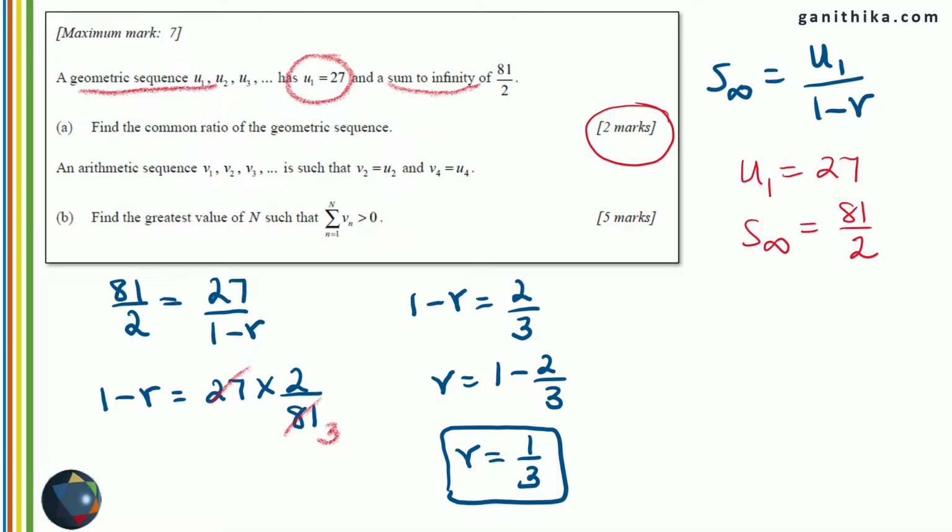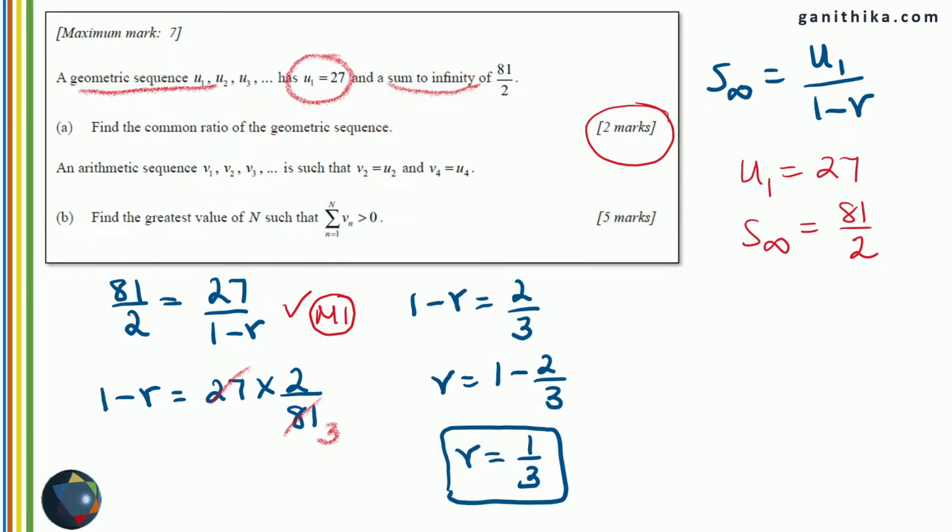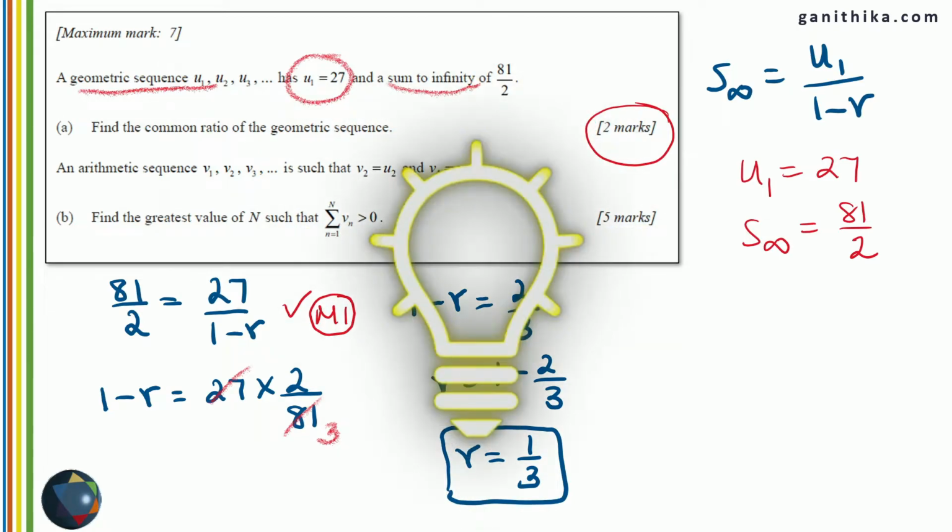How is it marked? It's for 2 marks, right? So this is M1, which is a method mark, given for applying the correct formula, not just writing the formula from the formula booklet. This method mark is only given when you apply the correct numbers into the correct formula. For example, 81 over 2 should be applied for S infinity, 27 should be applied for u1, and the formula that you should be using is S infinity is equal to u1 over 1 minus r. If all these things are correct, you will get that M1 mark, not just for writing the formula from the formula booklet. The correct values should be substituted inside the formula, and that is when you will get this method mark.